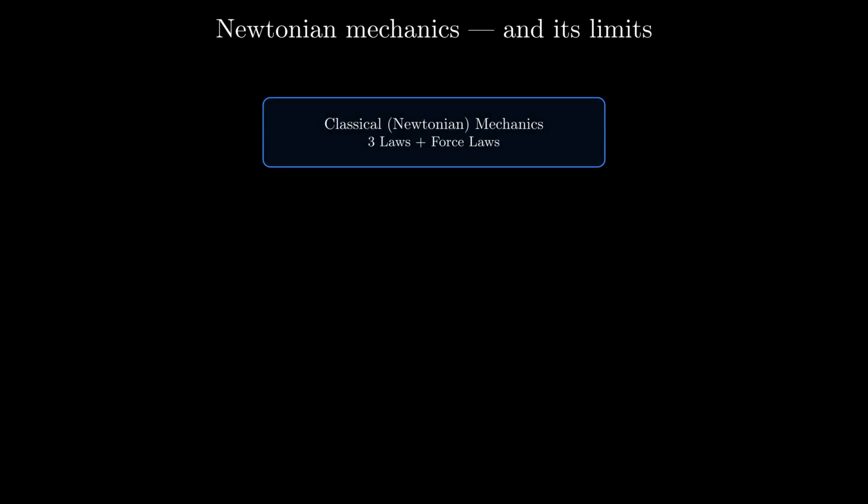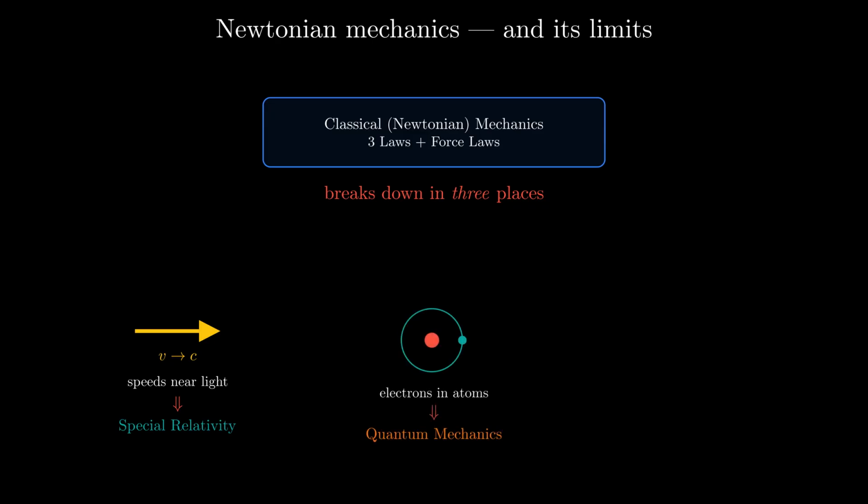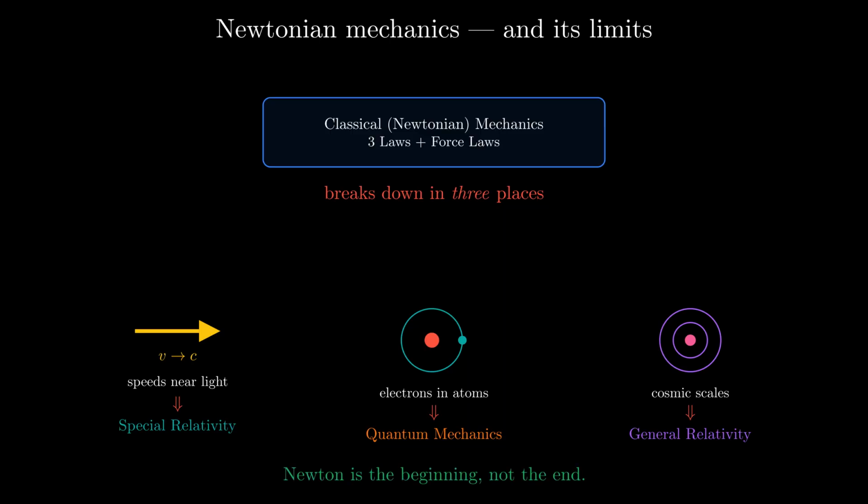These three laws, together with the force laws, are the whole of classical mechanics, also called Newtonian mechanics. From them, we explain an enormous range of the world, but not all of it. Newton's mechanics breaks down in three places. When speeds approach the speed of light, we need special relativity. Inside the atom, where electrons live, we need quantum mechanics. And at the larger scales of the cosmos, we need general relativity. Newton is the beginning, not the end.